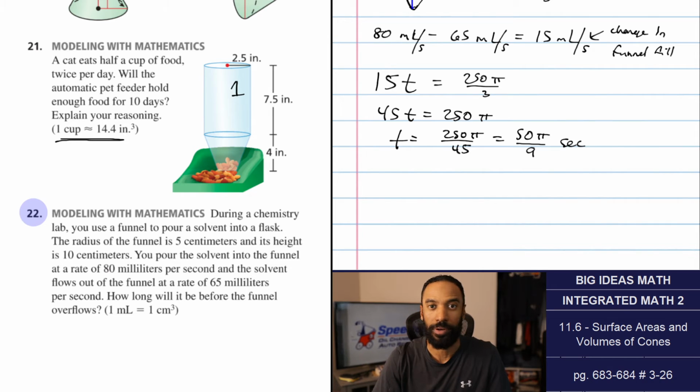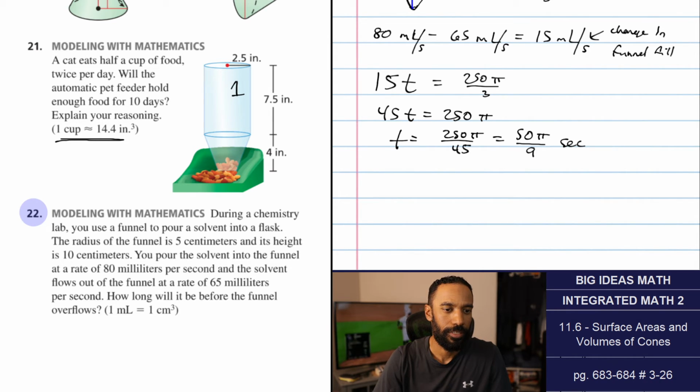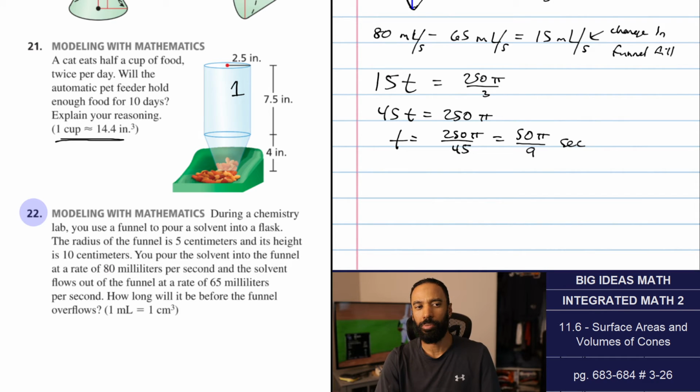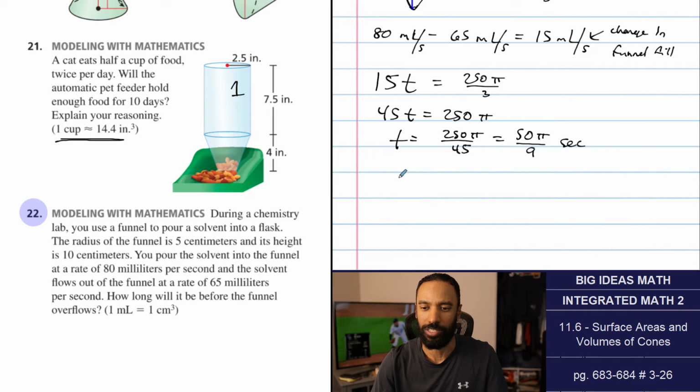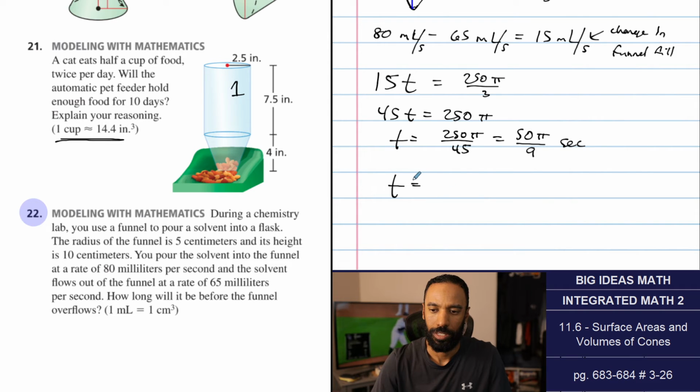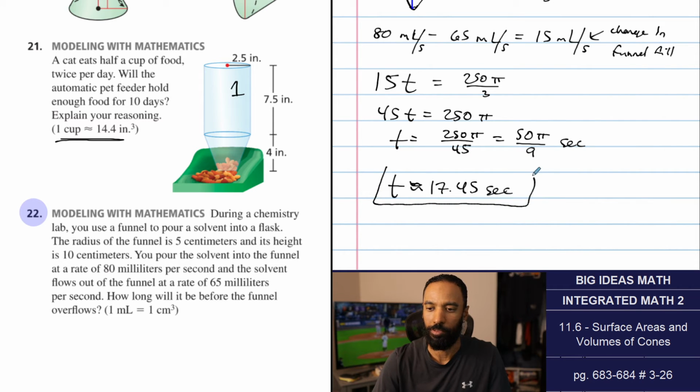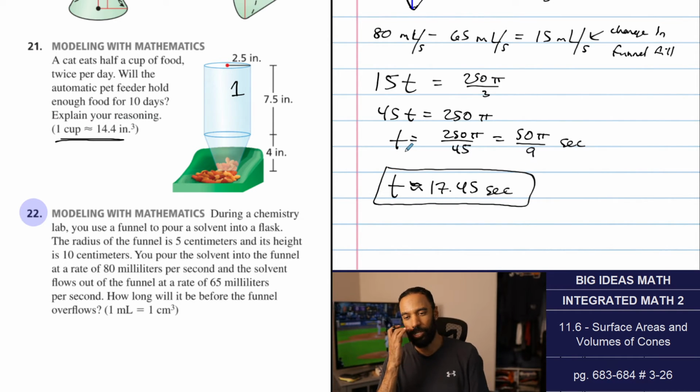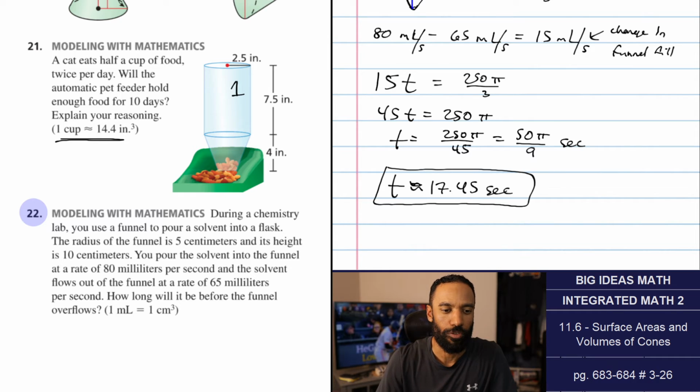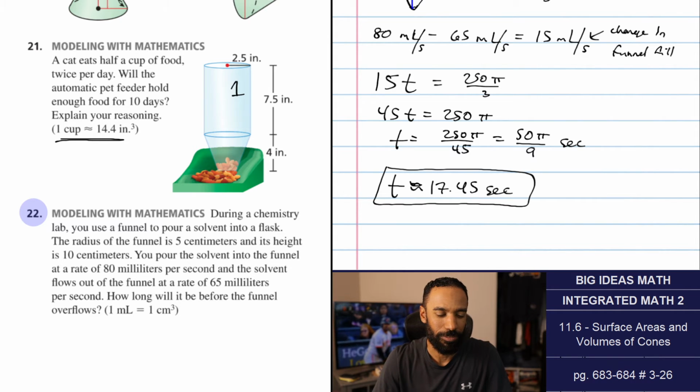However, we're going to go ahead and round it now. So 50 pi over 9, and we're getting 17.45 seconds. It's rounded because of the pi. 17.45 seconds. How long will it be before it overflows? At that stage, at 18 seconds, you are overflowing your funnel. You know, careful. Chemistry explosions all over the place, right? So make sure that you got it all good.